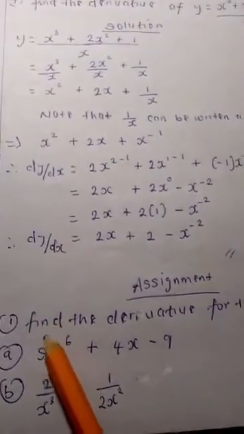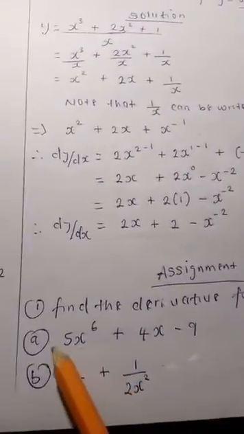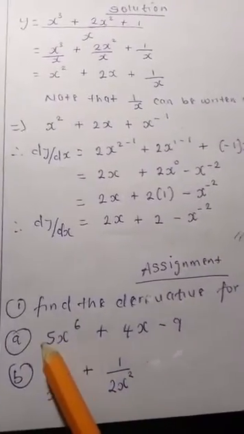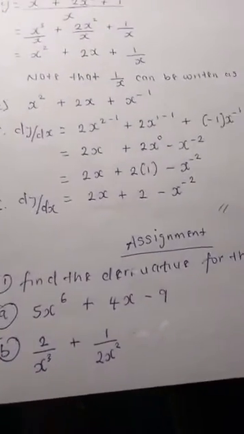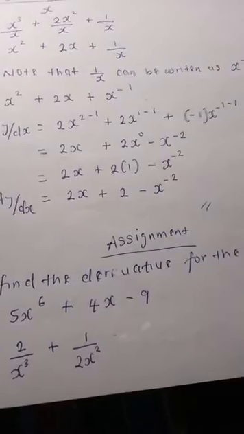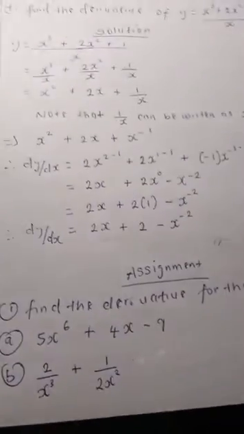So our assignment is now: find the derivative for the following. This is for A and this is for B. So try and solve it. Don't just be looking at your assignment and piling them. Try and solve it. Okay.